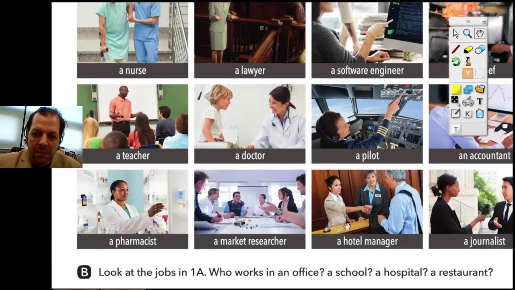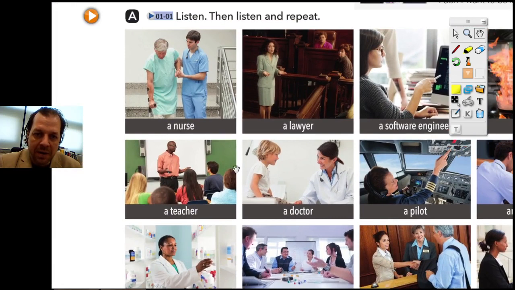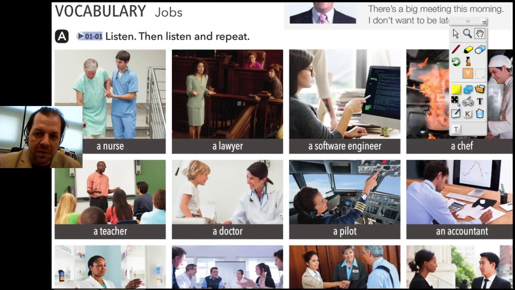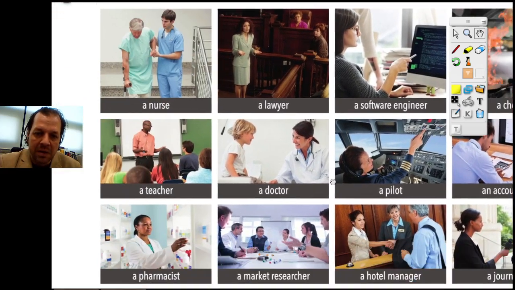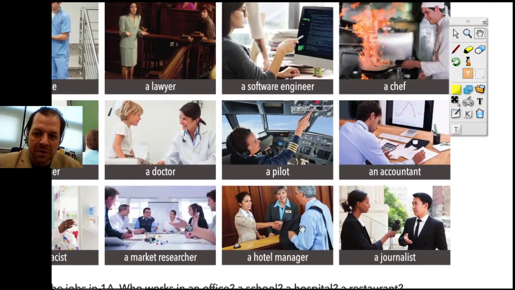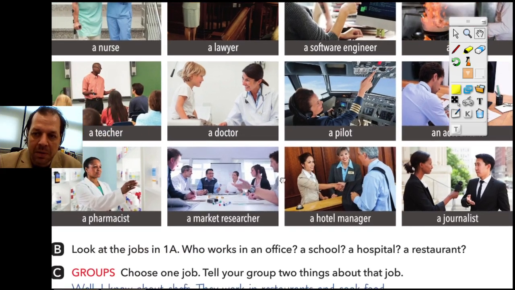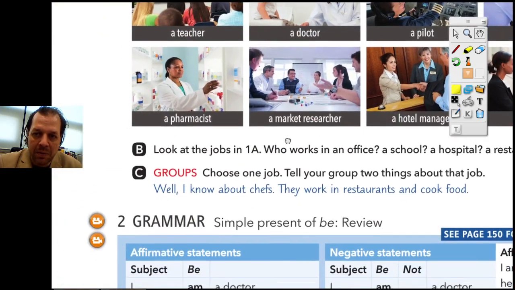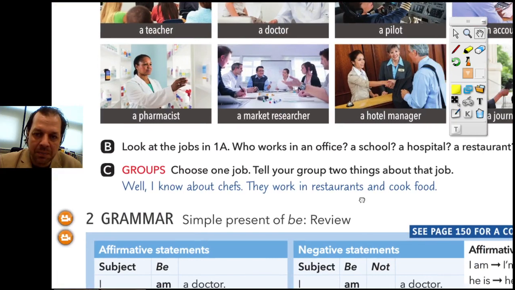So everyone else we can pronounce using a simple sound, a nurse, because N is a consonant. A nurse, a lawyer, a software engineer, a chef, a teacher, a doctor, a pilot, a pharmacist, a market researcher, a hotel manager, a journalist, an accountant. Okay, so if you find a job that begins with a vowel, you're going to have to remember, that's maybe a very old review for many of you, but just keep in mind why we do it. It's to make pronunciation easier.